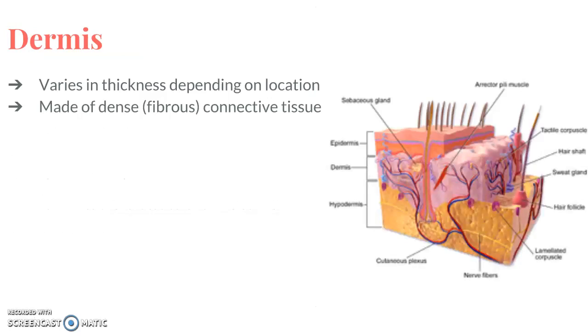Moving on, we have the dermis. The dermis is our second sublayer of the skin, sits underneath the epidermis, and it can also vary in thickness depending on the location of the human body. This is where we find a lot of the accessory structures, and the dermis is actually made up of dense fibrous connective tissue. So that means that there are a lot of protein type structures that keep everything together.